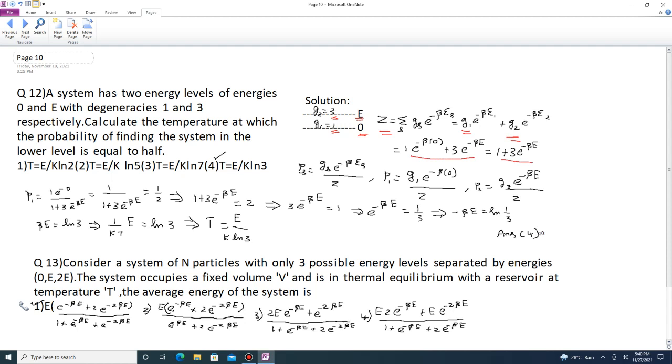Then the expression for Ps is g_s e power minus beta E_s divided by Z. So you can find P1: g1 e power minus beta times the energy 0, and P2 is equal to g2 e power minus beta times the energy E. Now the value of P1 is simplified to 1 divided by 1 plus 3 e power minus beta E. It is given that the probability is equal to half.